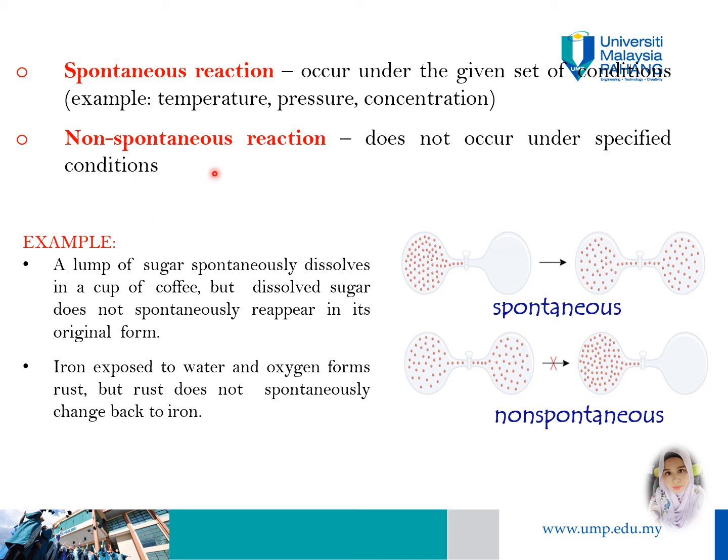While non-spontaneous reactions are reactions that do not favor the formation of the product at a given set of conditions, which means the reaction requires an energy input or a catalyst to lower the energy requirement to take place. In other words, a non-spontaneous process can only occur if energy is put into the reaction from an external source. For example, iron exposed to water and oxygen forms rust, but the rust does not spontaneously turn back into its original iron.